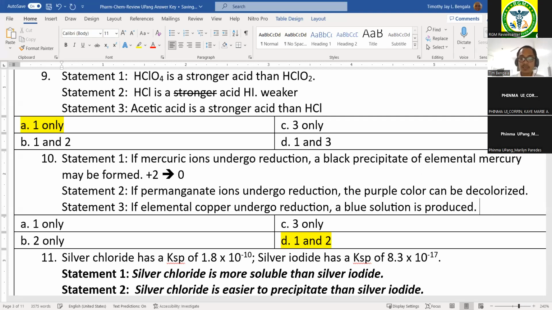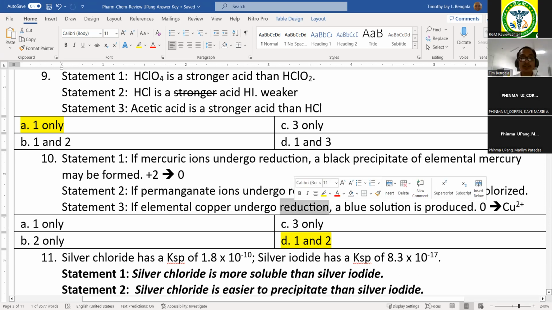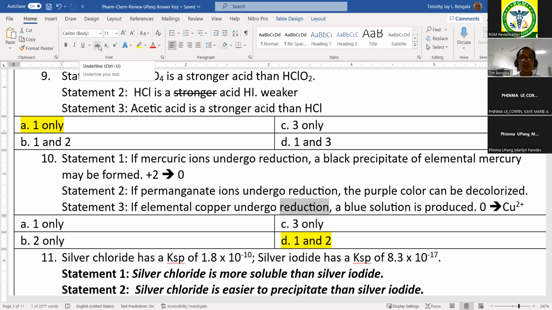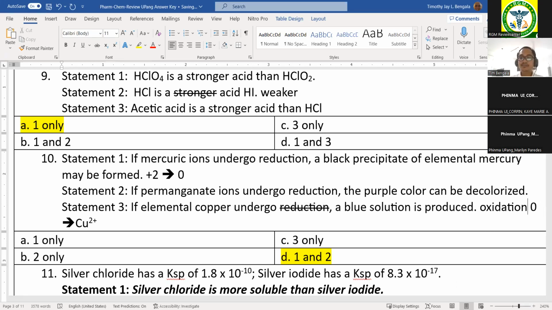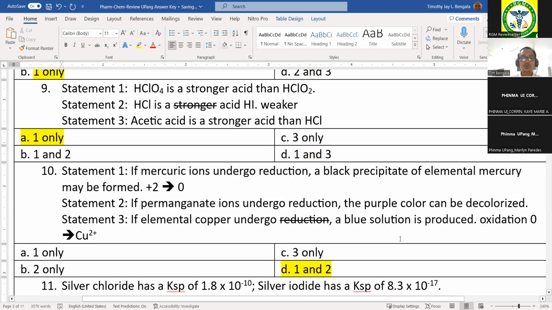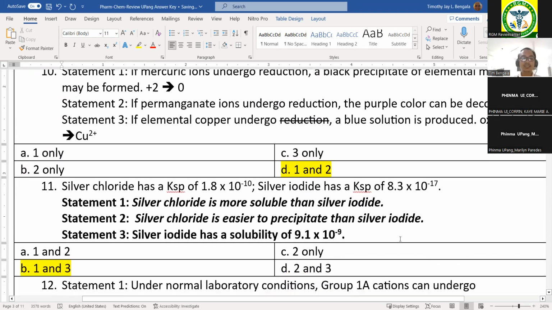Elemental copper is 0. Tapos, nabanggit natin, ang copper na nagiging blue, siya pag naging salt siya. Yung kulay blue ay yung copper 2. Okay? So, because of that, hindi reduction ang tawag sa process na ito. Ang process na ito ay oxidation. So, if I replace the word reduction with the word oxidation, then my statement is correct. Okay? So, kaya 1 and 2 lang yung correct na statement.